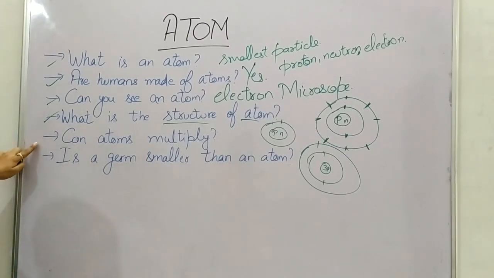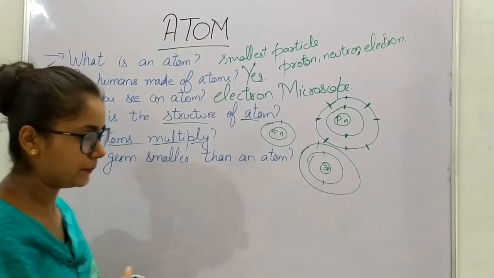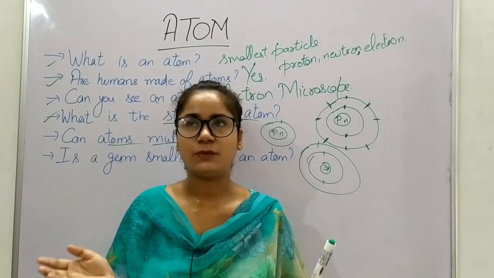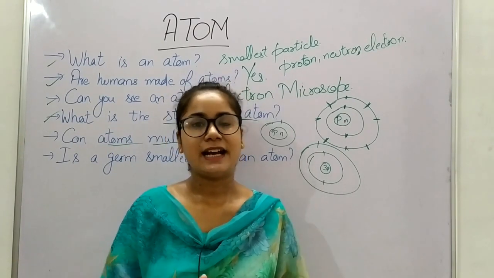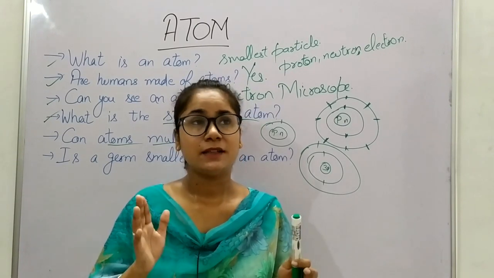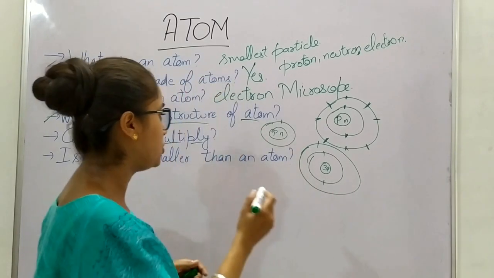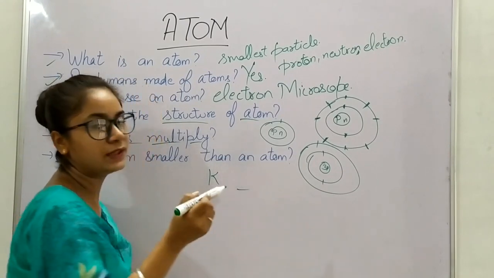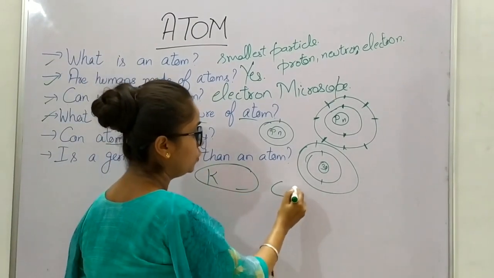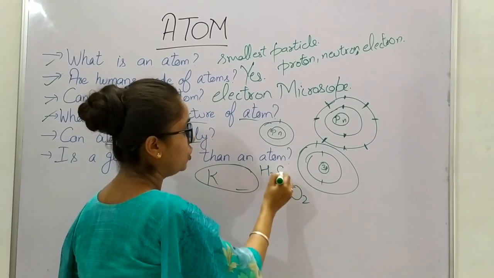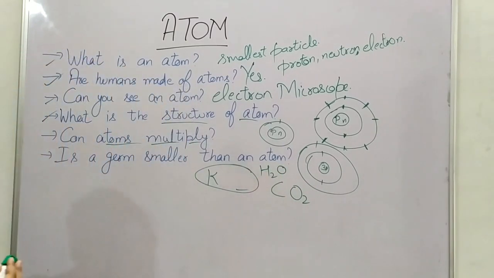Then comes the fifth question: can atoms multiply? What does this mean? It means, can atoms reproduce, like through sexual or asexual reproduction? No. Atoms cannot reproduce or multiply, but they make bonds, they react. Like potassium would be reactive with certain elements. They make a bond, like the bond of CO2 or H2O. They combine to form a new compound, a mixture, etc. But they do not reproduce.